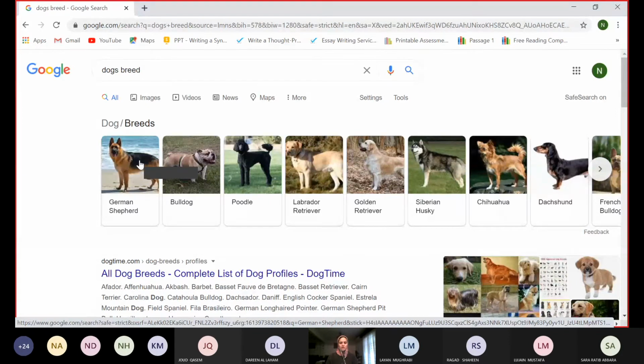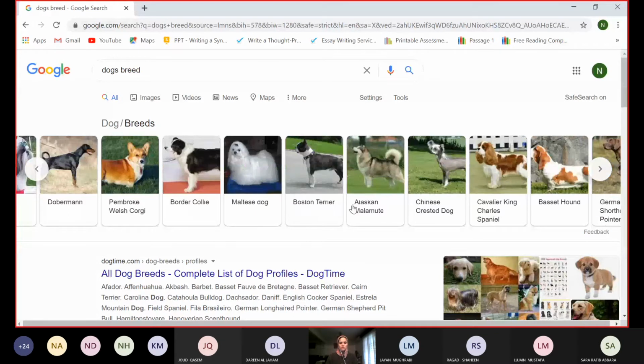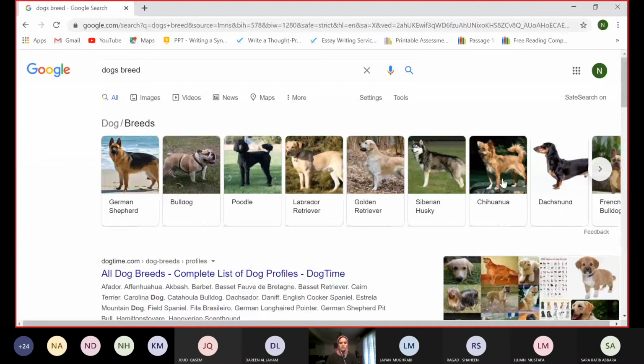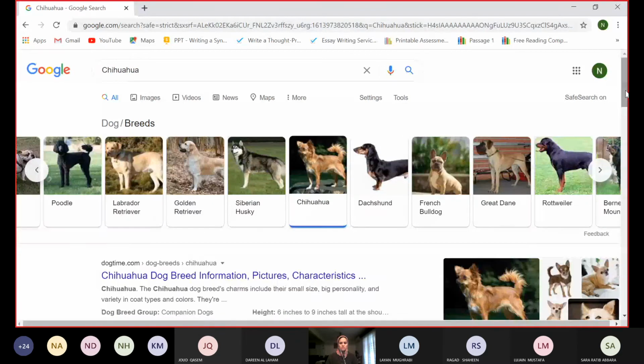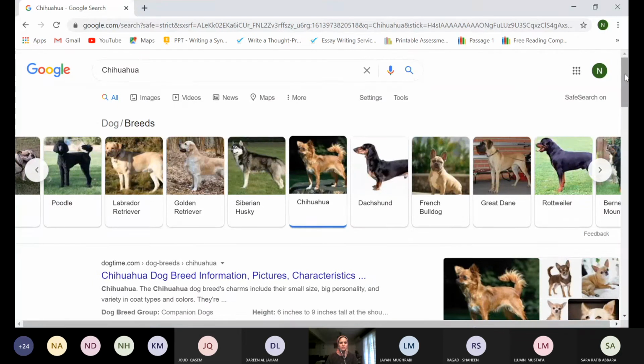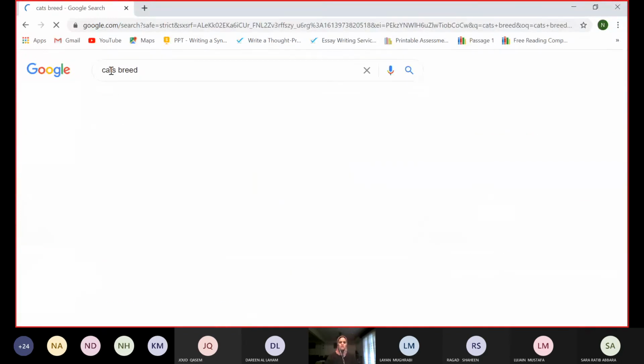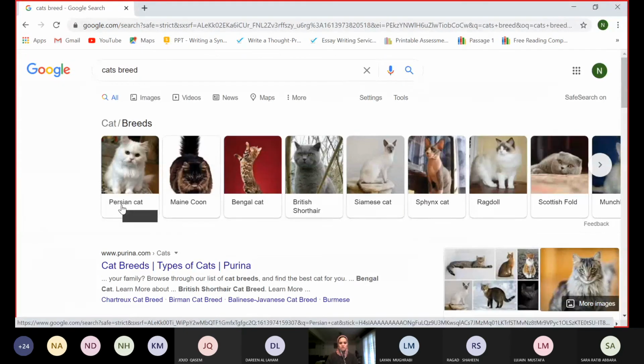Okay, I have a friend of mine who has a dog, and the dog is a Maltese with a Chihuahua. Here is the Chihuahua. She is in the middle. Chihuahua and Maltese. Okay, cats also have breeds. Okay, so the Persian, Bengal, British, Siam, Sphinx cat.